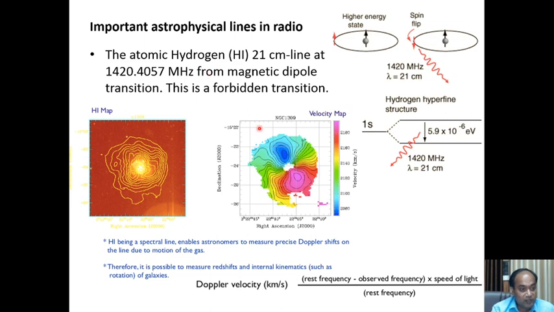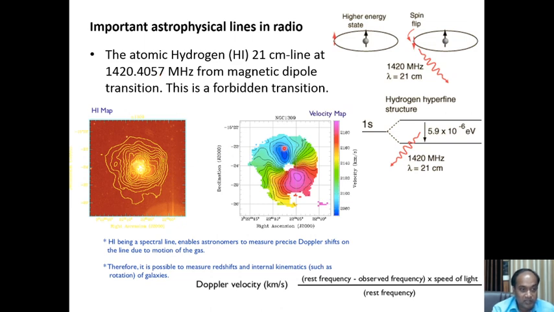Now this transition is a forbidden transition, and as I said, hydrogen is there in the galaxy, so you can use it to map hydrogen atoms. So this is an HI map of a galaxy. These are radio contours, and as I said, you precisely know the frequency of this HI line, which is 1420.4057 megahertz.